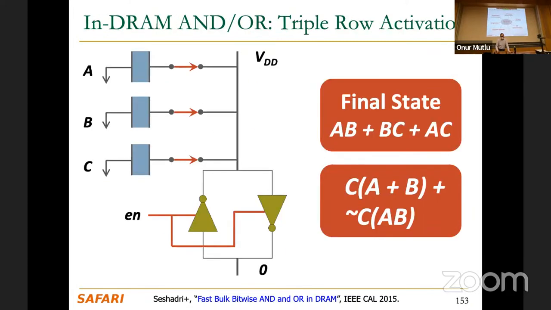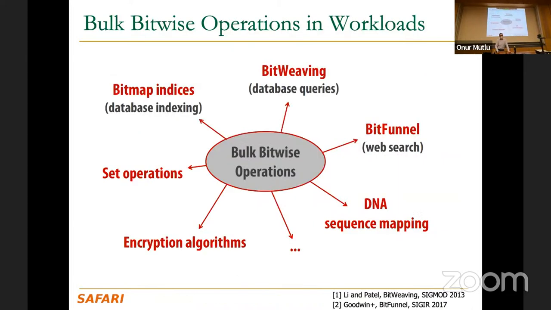Okay, so we discussed a lot of the paper in this particular slide, but we have a lot more detail in the paper. Okay, so where is this beneficial? Clearly, as I said, if you have bulk bitwise operations in your algorithms and workloads, this can benefit a lot. Databases use a lot of bulk bitwise operations, for example bitmap indices. They don't have to be used only for databases. They could be used for other set operations, for example, as I mentioned.